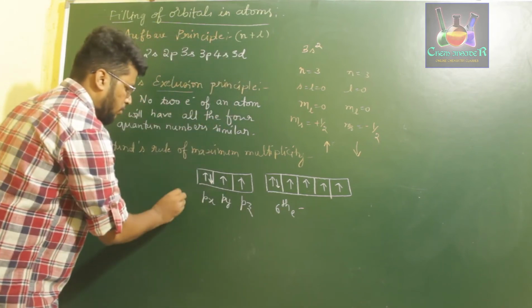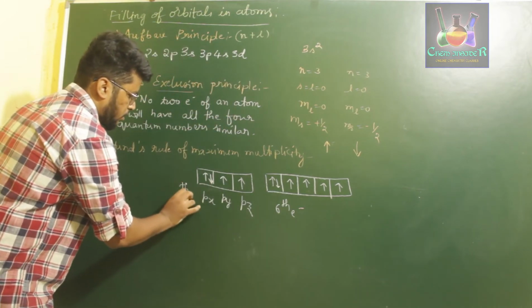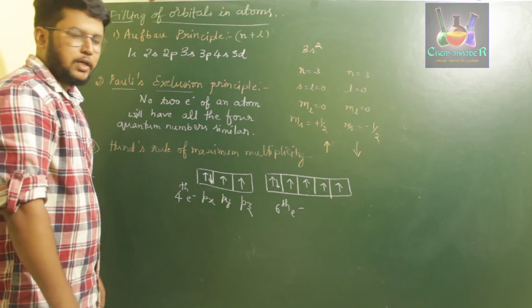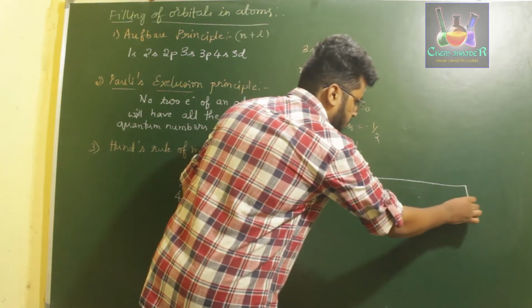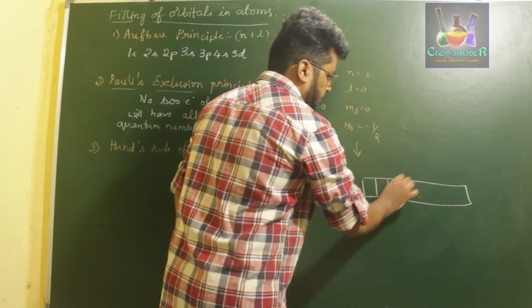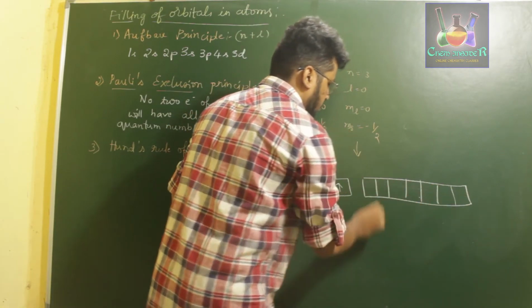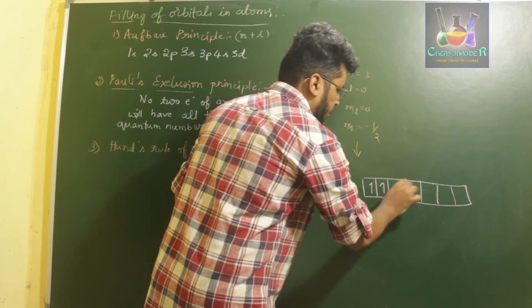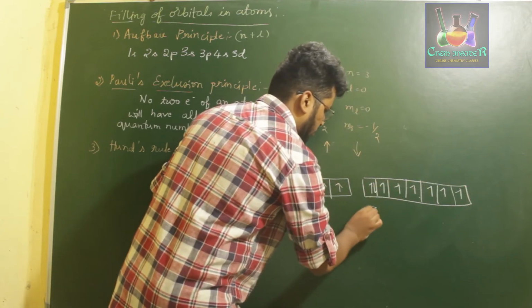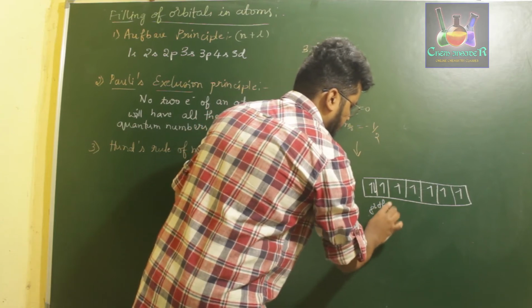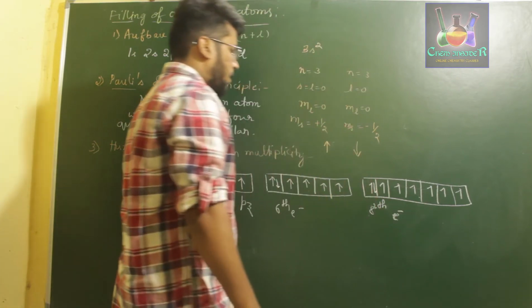For p orbital, it starts at the 4th electron, for d orbital it starts at the 6th electron, and for f orbital, which has 7 orbitals, pairing starts at the 8th electron. So that is nothing but Hund's rule of maximum multiplicity.